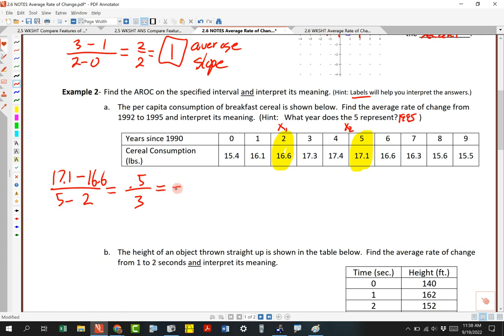Okay. So we get this. 0.16. Yeah, too late. Okay, looks like that. What does that mean?